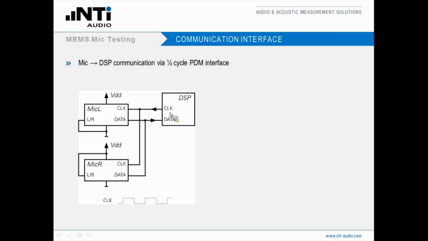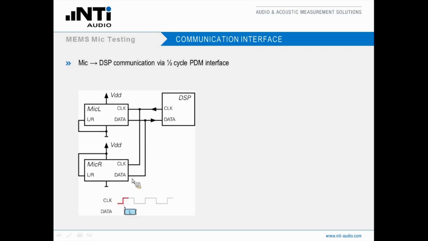The first line is a clock line that comes from the DSP and drives the two microphones. And the other line is the feedback line. So through this connection, the data streams from the first and the second microphone are fed into the DSP. Now, how does that look in detail?